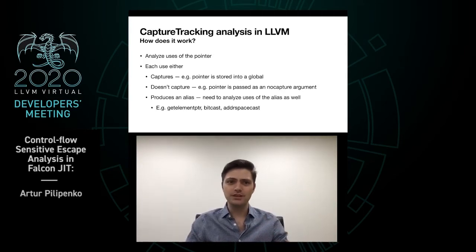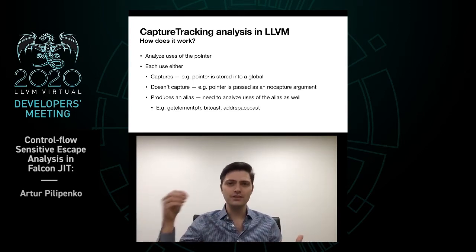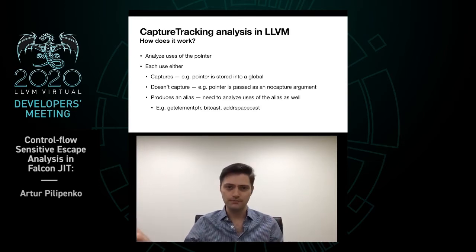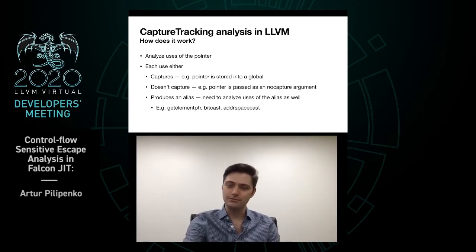Implementation-wise, it's a fairly simple analysis. It looks at the uses of the pointer and essentially classifies them into three categories. There are uses which capture. Let's say we store the pointer into a global, and this global outlives the runtime scope of the function. Or uses which don't capture. Let's say we pass a pointer into an argument, and the argument is marked as nocapture. There are also uses which don't immediately capture, but the user would produce another value, which now we need to track in order to answer the question about the original pointer. And typical examples are instructions like GEPs, bitcasts, address space casts, things like that.